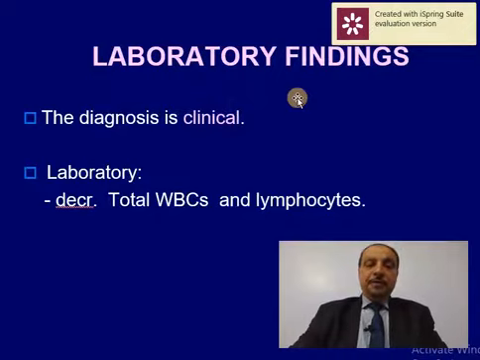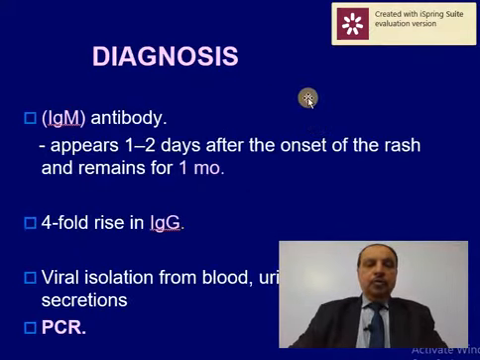which are pathognomonic for measles. Then regarding laboratory investigations, there will be a decrease in the total white blood cells and lymphocytes. To diagnose, the diagnosis will be the appearance of IgM antibodies, which appear 1 to 2 days after the onset of rash and remain for 1 month. At any time during or shortly after the disease, if you find the IgM antibody positive, you can diagnose measles in this period.